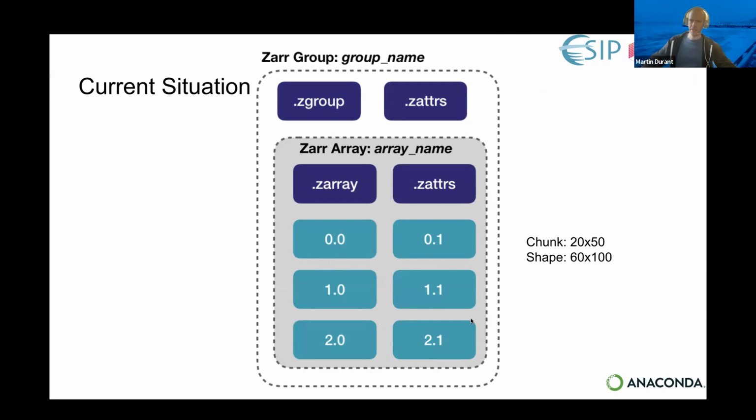And critically, each of these chunks has the same size. So in this case, if each of these chunks is 20 by 50, then the shape of the whole thing is 60 by 100. And you can figure out for any particular XY index which pixel of which chunk you need to get, very simply. This is the two-dimensional case. It's the same for however many dimensions you happen to have.